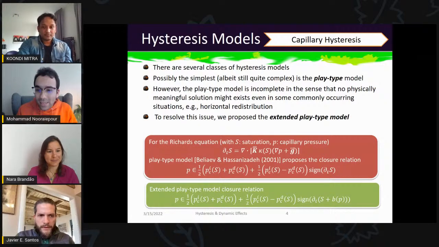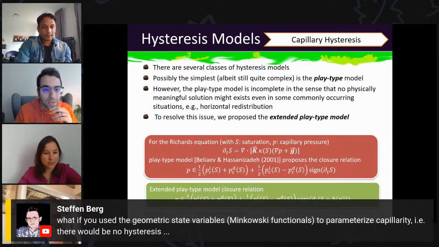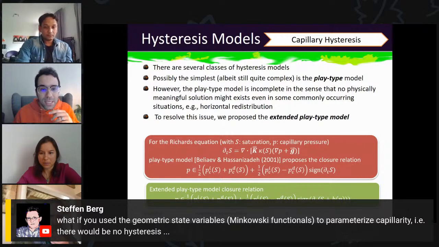Wonderful. The second question is by Stephan Berg. What if you use the geometric state variables, Minkowski functionals, to parameterize capillarity, i.e. there would be no hysteresis?